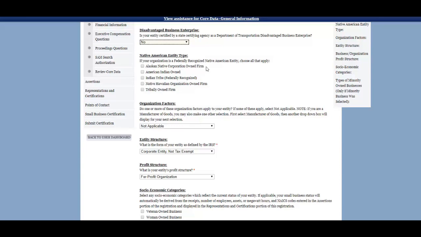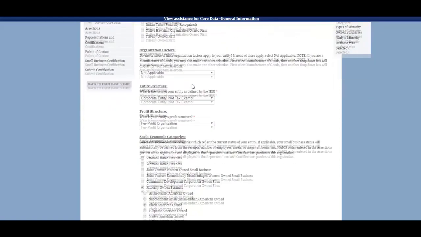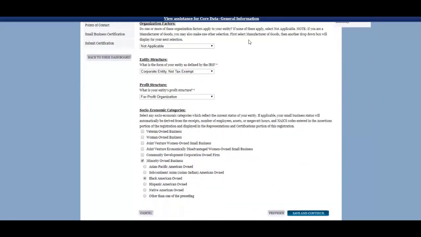Alaskan Native corporation owned firm, no. American Indian owned, that would be no. Indian tribe, federally recognized, would be no. Native Hawaiian organization owned firm, no. Tribally owned firm, no. So Kayash Corp is none of those, seeing that Leroy and Kathy, who created this company, are not Alaska Natives. We're not American Indian, nor are we Native Hawaiian. We are African American. Okay, so we'll leave all those blank.